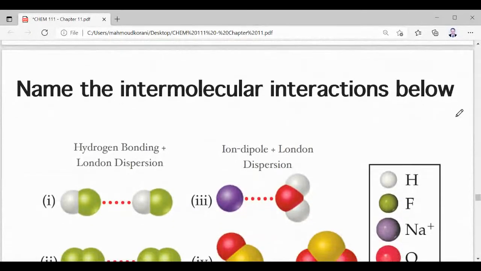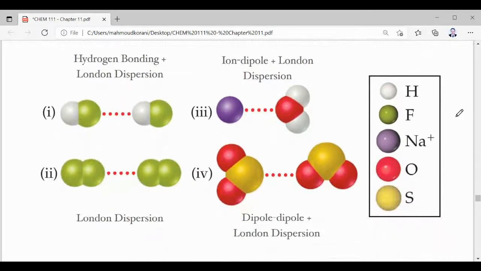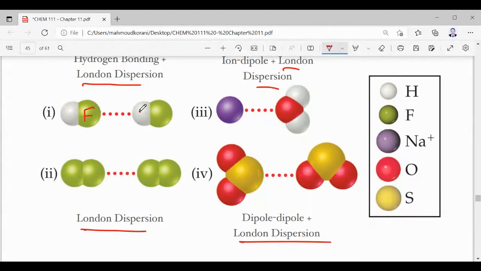Name the intermolecular interactions below. I'm giving you some molecules which could contain intermolecular forces. As you know, London forces are found in all compounds, because they depend on the number of electrons and the molecular weight. This is fluorine, and this is hydrogen from this chart. So it's a dipole interaction. Once it contains hydrogen, it's hydrogen bonding. This is hydrogen bonding.